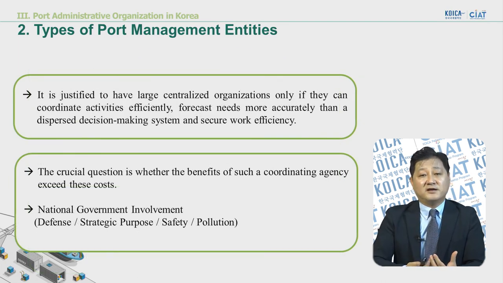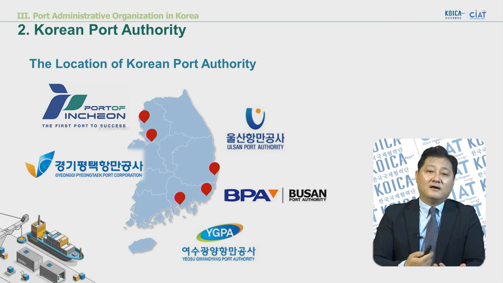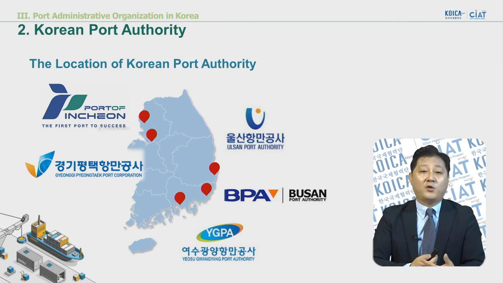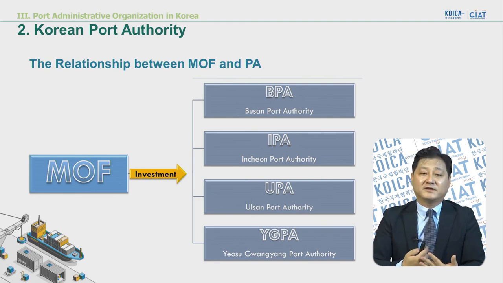The decision of centralization versus devolution depends on the ability of the dispersed agencies to generate benefits in the face of their cost, as well as national policy with respect to defense, safety, pollution, and so on. There are five main port authorities in operation in Korea: Busan, Incheon, Ulsan, Yeosu Gwangyang, and Gyeonggi Pyeongtaek. The Ministry of Ocean and Fisheries has direct authority over the five port authorities.